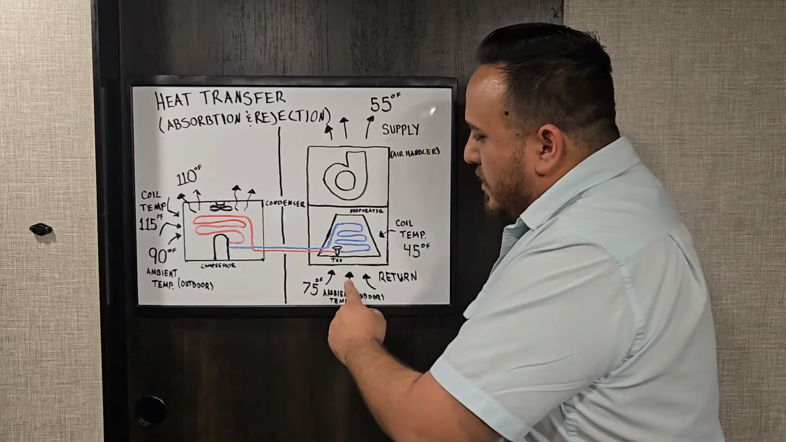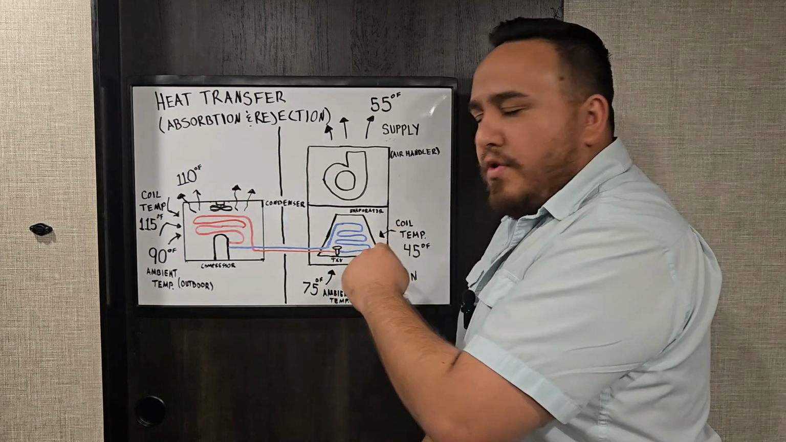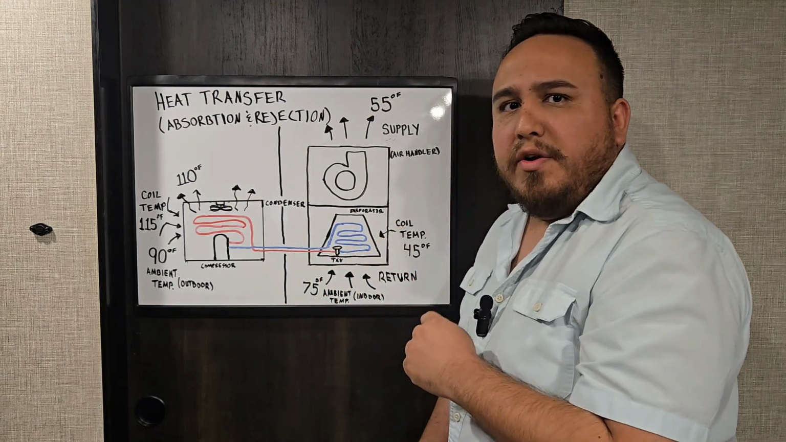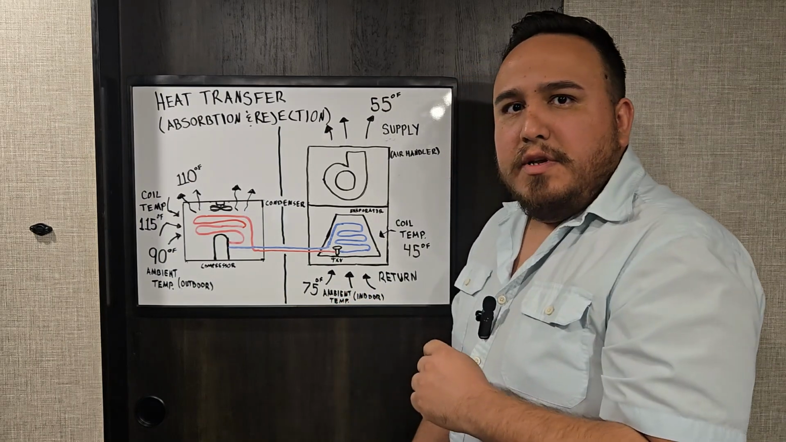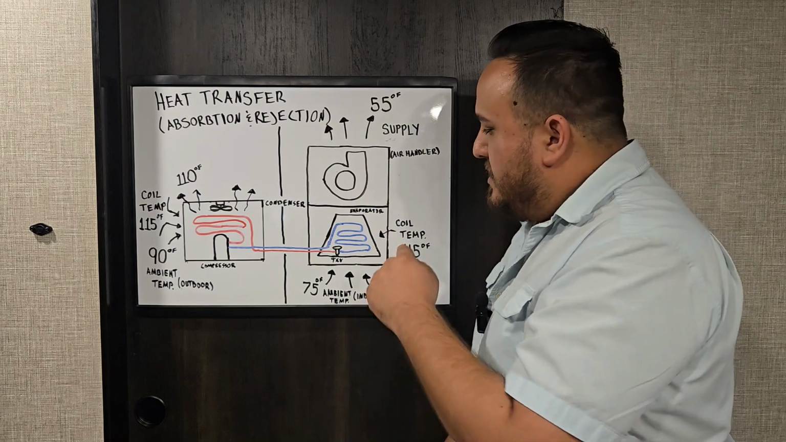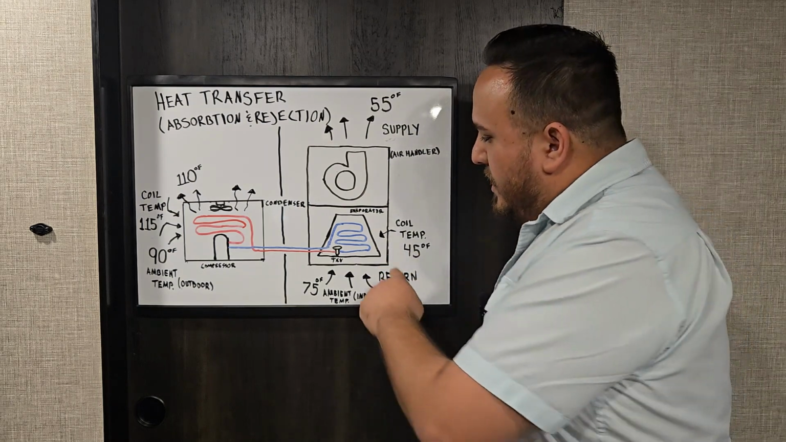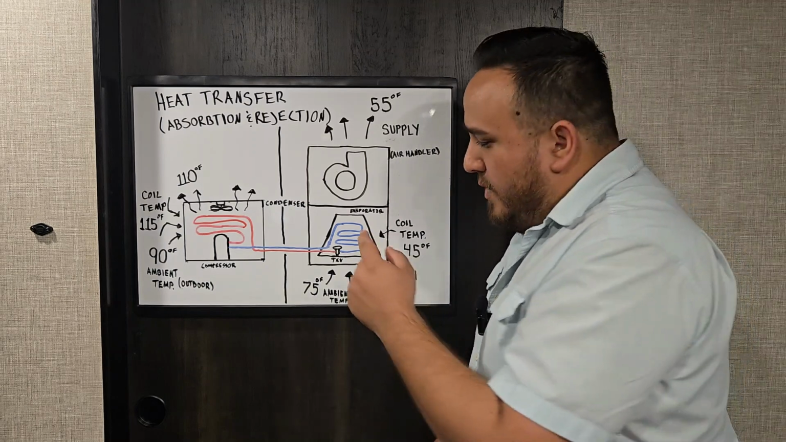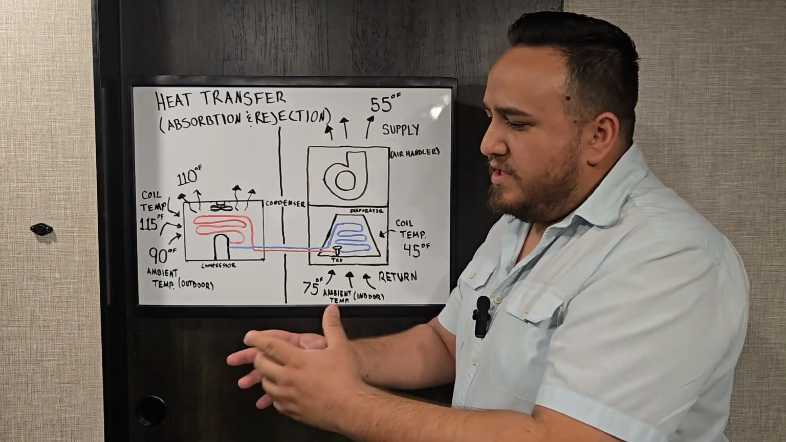And so in order for me to have heat absorption, my refrigerant inside of my evaporator needs to be colder than my ambient air. So that means that, let's say my coil temperature is at around 45 degrees. So 45 degrees is my coil temperature. My ambient temperature is at 75 degrees. What happened was there was heat absorption.